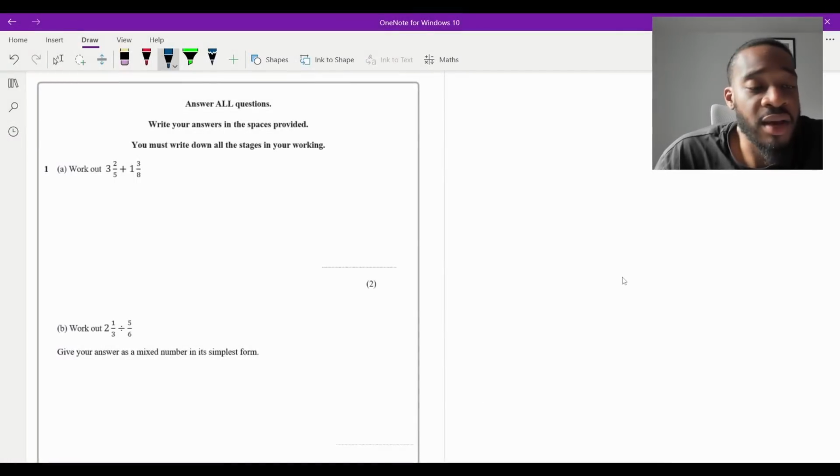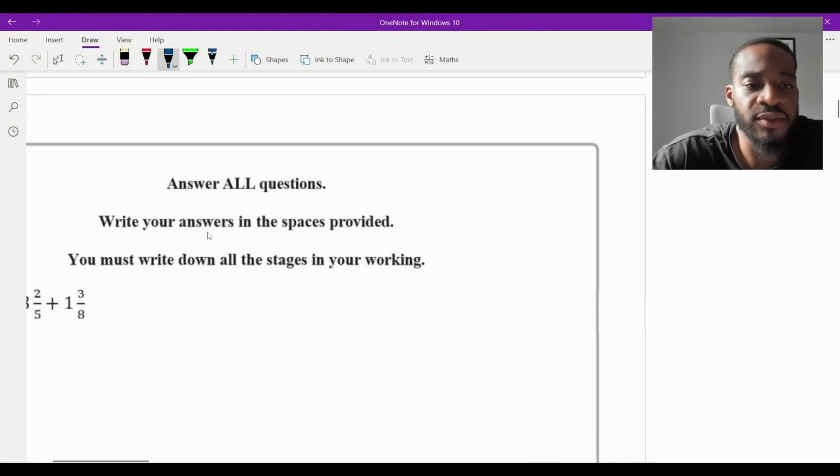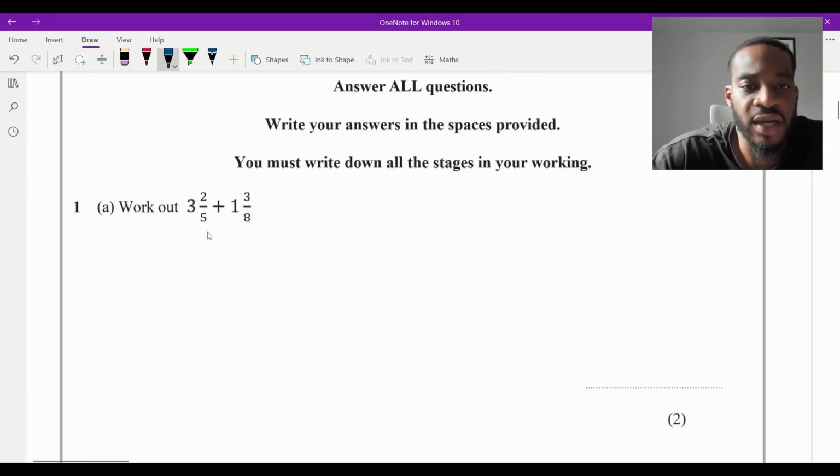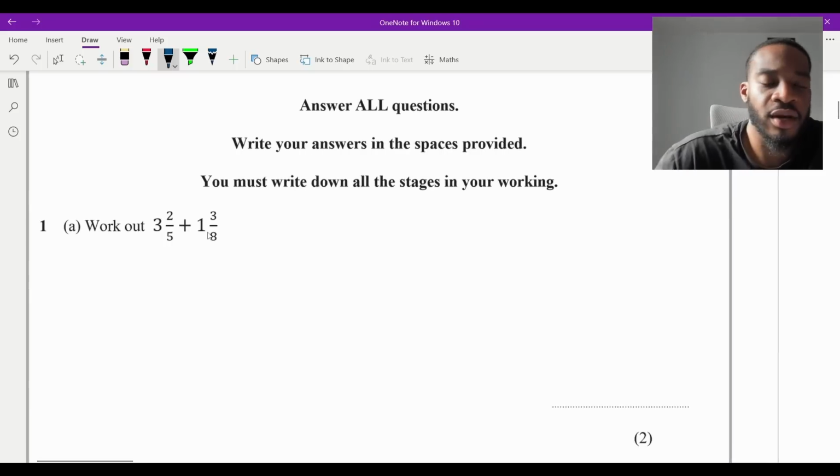Okay, so question one, part A says work out 3 and 2/5 plus 1 and 3/8. So what I'll do is, let me just zoom in a bit actually, so it's easier to look at. Okie dokie. So these are mixed numbers. We need to convert these into top heavy fractions, don't we?